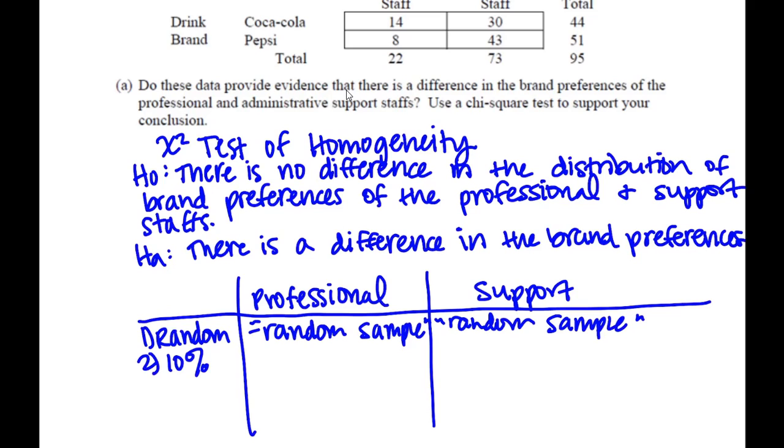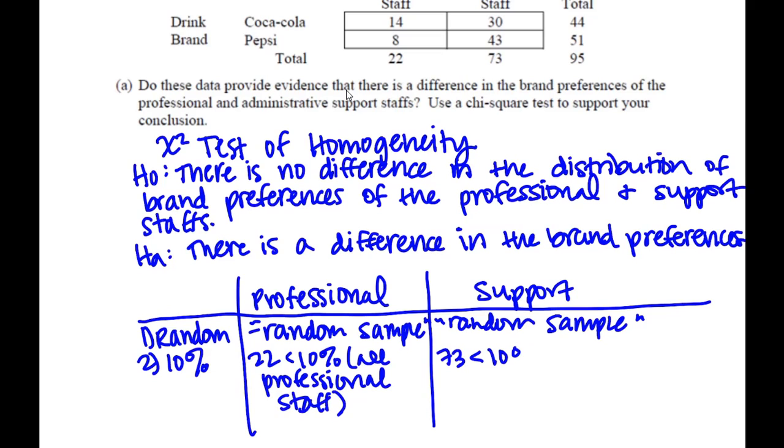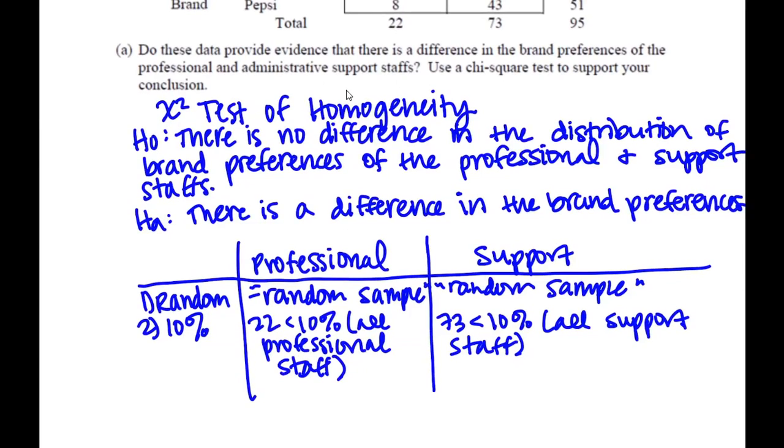All right. Well, there's 22 professional, so I think that there should be at least 220. And so I'll just check that 10% condition and assume it's true. And then the other one had 73 people, so that should be 10% of all of the support staff at this company. Should be at least 730 support staff. So that sounds reasonable to me. And number 3 are large counts.